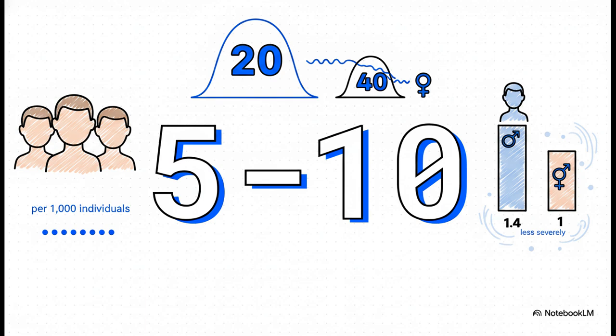To put the sheer scale of this into perspective, the prevalence is 5 to 10 per 1,000 individuals. It typically strikes right in a person's 20s, completely disrupting the prime of young adulthood, though women actually often see a second peak later on in their 40s. And interestingly, the illness tends to present slightly less severely in females, with a male-to-female ratio of 1.4 to 1.